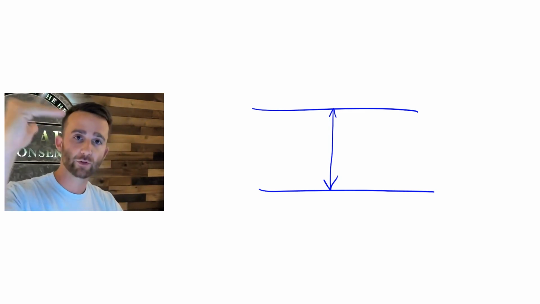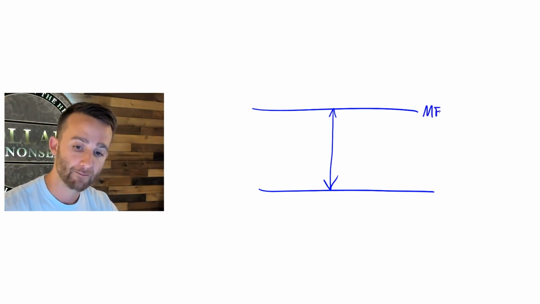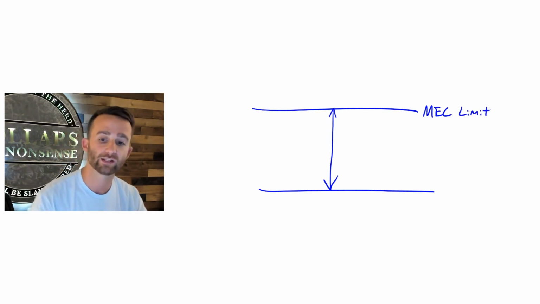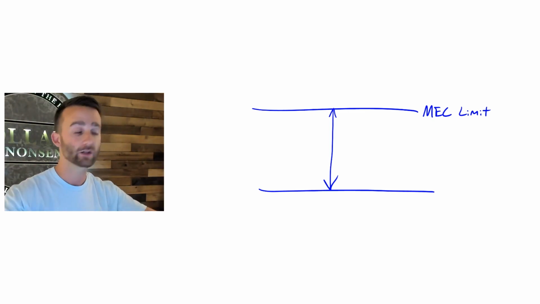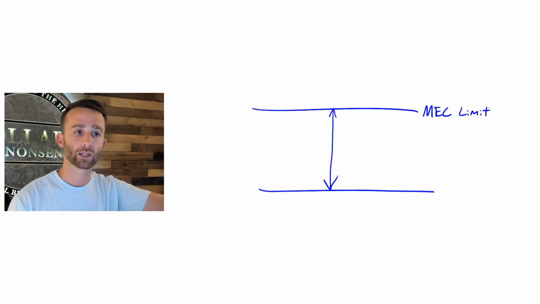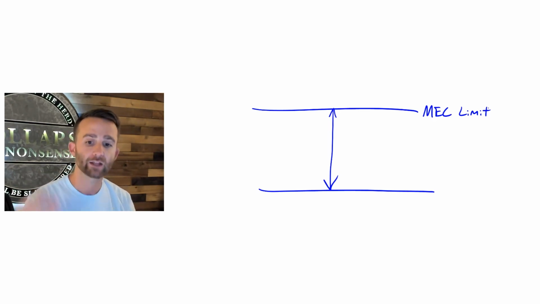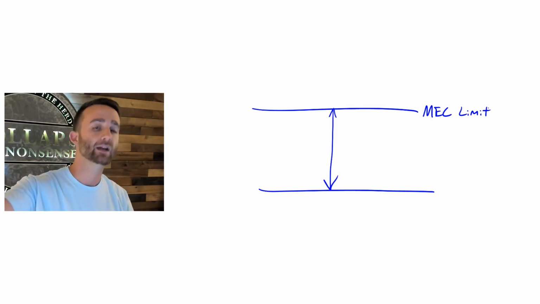The top of the window for every policy is what's called the MEC limit. I'm sure if you've been around much, you've heard us say that before. The MEC limit is at the top of the window. For any policy that you own, the most amount of money that can ever fit into that policy is what's called the MEC limit. That's the top of the window. And it's a yearly number, which means every year you're allowed to make contributions up to your MEC limit.